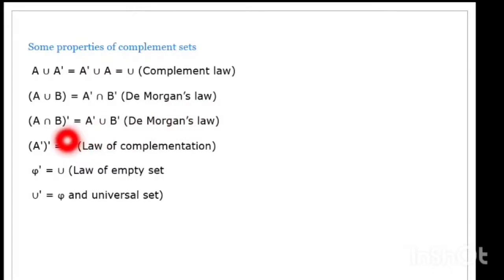A intersection B complement is equal to A complement union B complement. That is, A intersection B complement is equal to A complement union B complement. A complement complement is always the set A, and phi set complement is the universal set and universal set complement is the phi set.